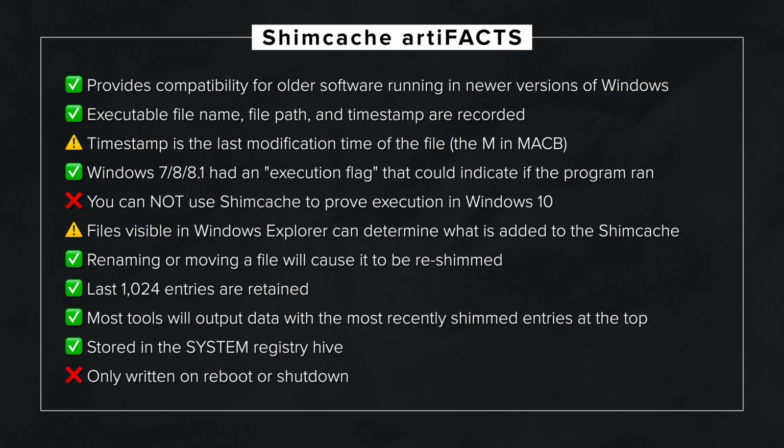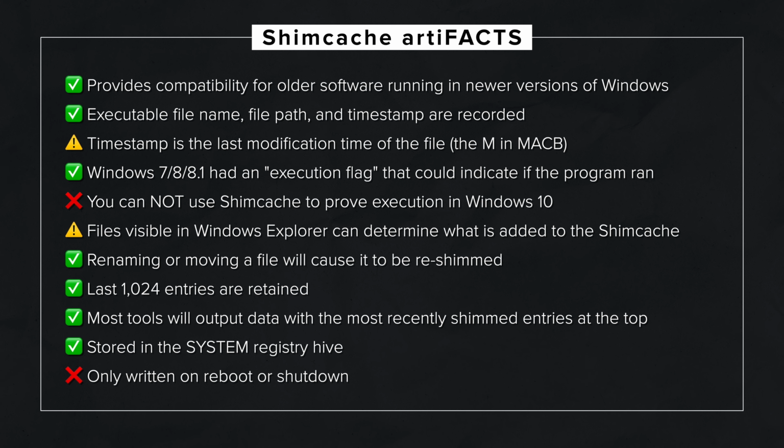So starting at the top, in a nutshell, Shimcache will provide backwards compatibility. In other words, it allows us to run older software in newer versions of the Windows operating system. And if anything needs to be adjusted, it can be shimmed, as in adding extra properties to that particular executable to allow it to run in that newer version of Windows. That's really it in a nutshell. And that's the extent of what you really need to know in terms of forensic application of Shimcache.